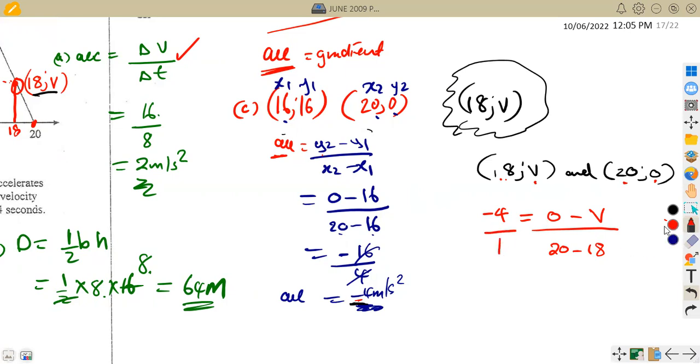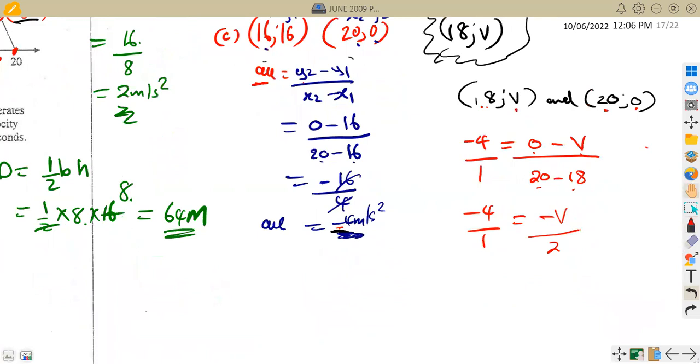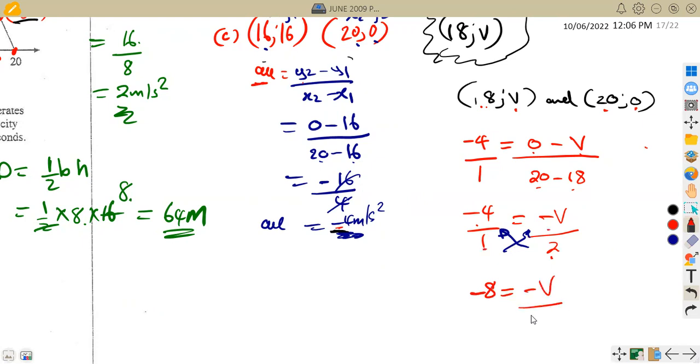So what am I going to have here? Minus 4 over 1 is equal to 0 minus v, that's minus v over 20 minus 18, which is 2. So from this part, what am I going to do? I can actually cross multiply to find the value of v here. That's 2 times minus 4, that's minus 8, is equal to 1 times minus v, which is minus v. So to find v, divide by -1 on both sides. So our velocity at that point was 8. And this is velocity which is measured in meters per second.